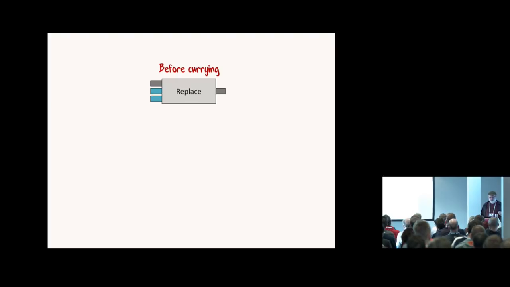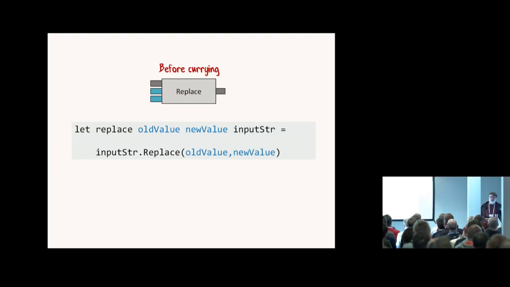So this is the function before currying, and here's the code. I'll just show you the F# code. It's a 3-parameter function. We have the old value, the new value, and the input string. And .NET already has a replace method, but it's a method on the string class. So we're just going to call that method, but we're going to make this into a nice function that we can use. Okay, so this is how you'd call it in C#: input string dot replace.